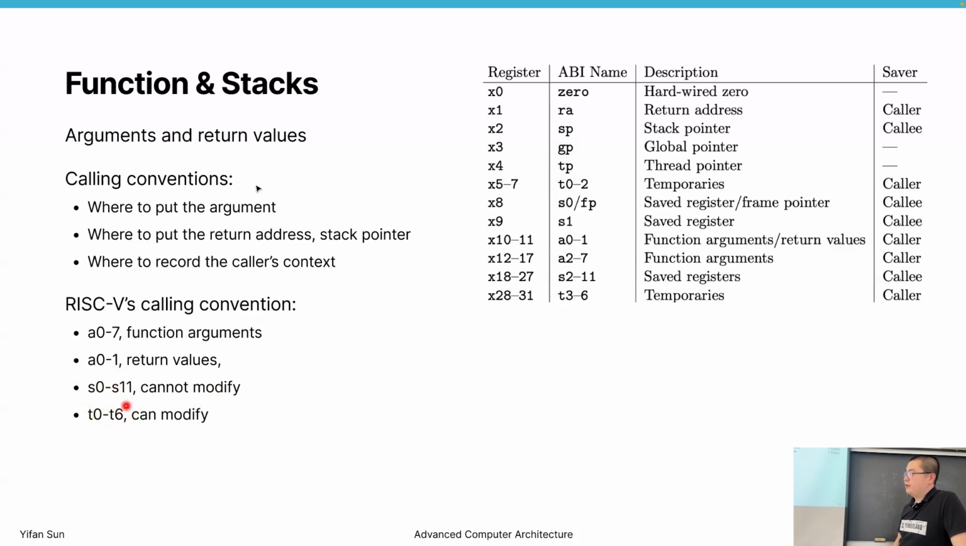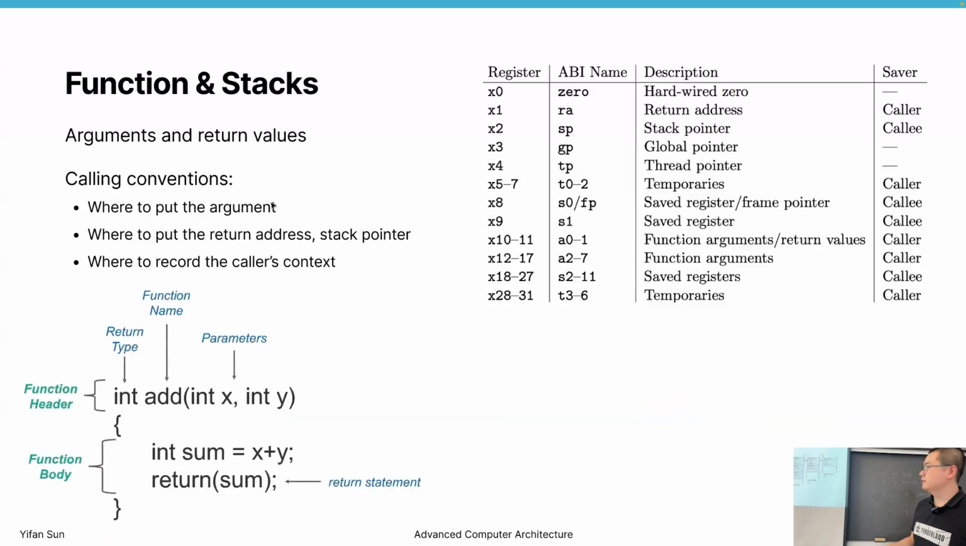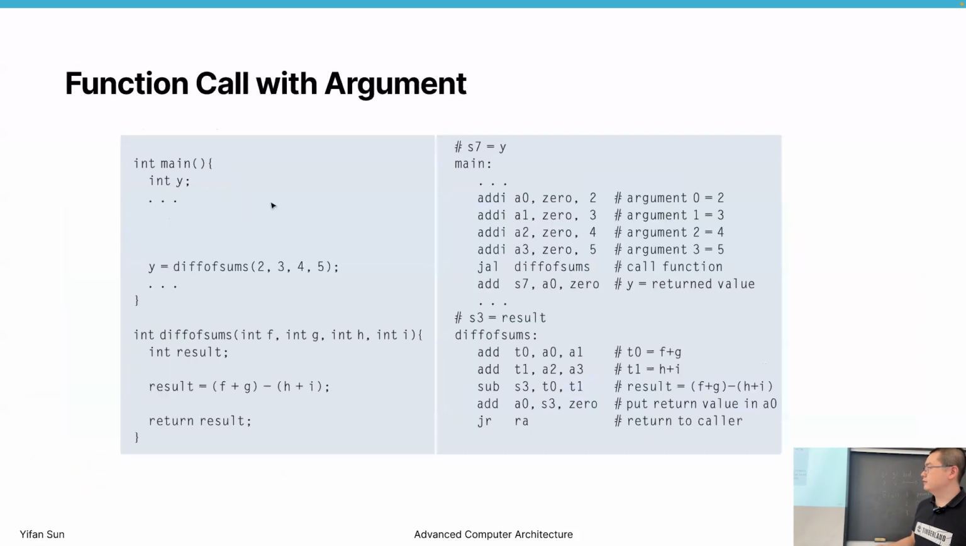But we can modify the temporary registers. Then you must ask, what if my function is calling another function, and my callee is modifying the T values, right? So how it works is like the next one.